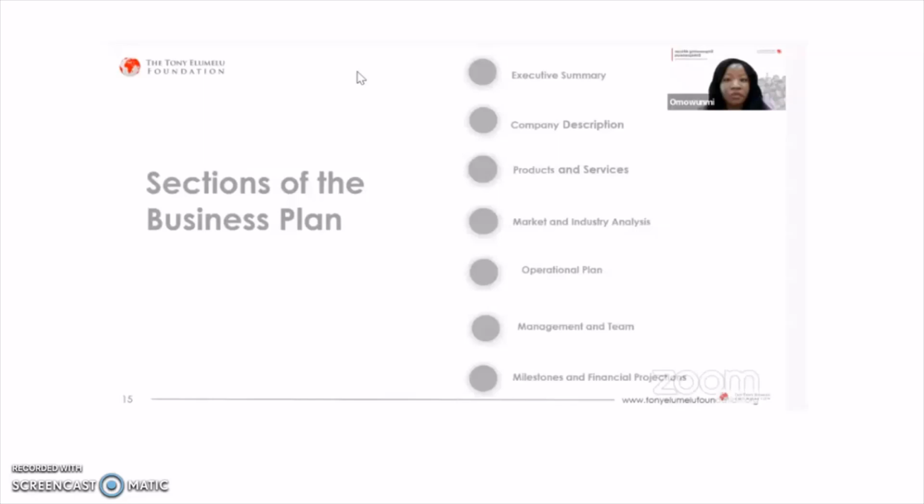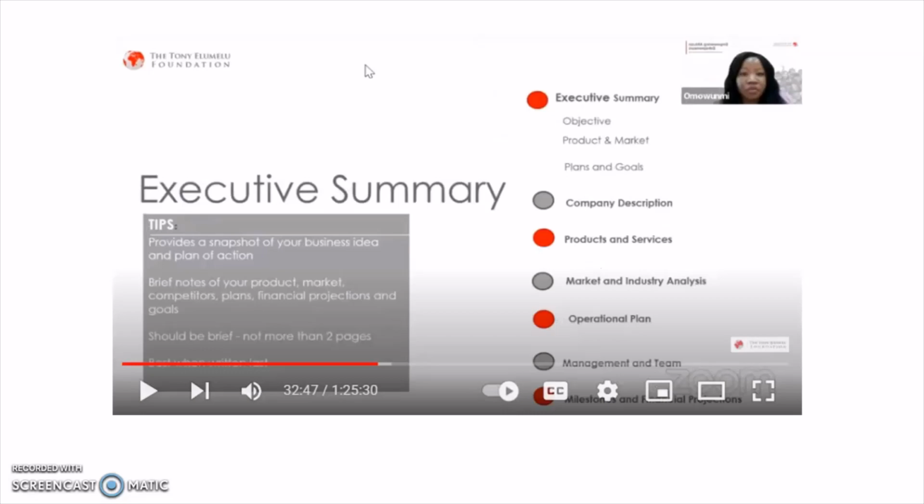If you can carefully capture everything that is in these 7 sections, you will have written a good business plan that any investor or funder will be interested in reading and supporting with funding. Okay, so let's break each of them down one after the other. Look at the executive summary. Surely an executive summary is just a summary of the whole business plan.